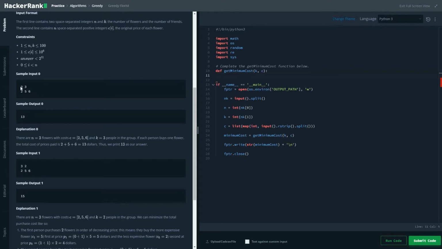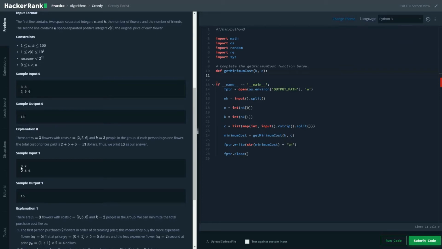So this 3 is basically the total number of customers, and 2, 5, 6 are the prices of the flowers that are present here. Our job would be to purchase all the flowers. So if 3 customers purchase, for example, one customer purchases a flower at 2, the other purchases a flower at 5, and the third one purchases the flower at 6, the first time for each, so it would be the original price, and the total value would become 13.